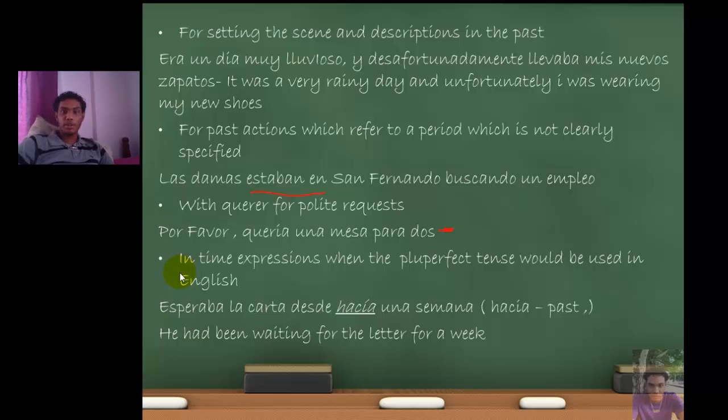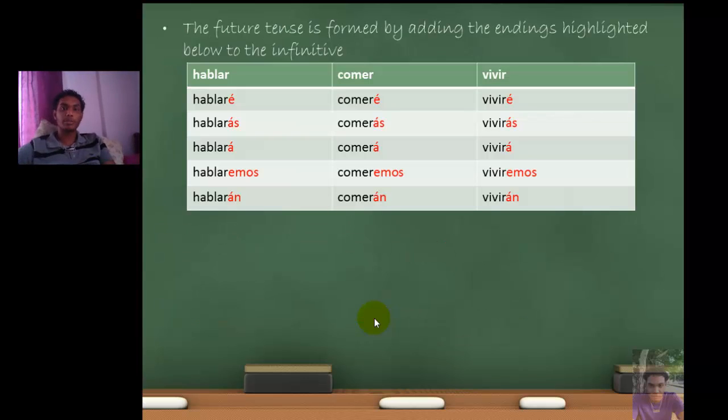In time expressions, when the pluperfect would be used in English, right? So in English, we would say he had been waiting for the letter for a week, but here they use the imperfect, esperaba, right? Please note that hacía is used for the past. So, for example, say it has been 4 days or something, hace 4 días, right? So we use hace and the amount of time, but since it's past tense we're talking about, we use hacía. Right? You can check a grammar book for more explanation, but it's just a quick summary.